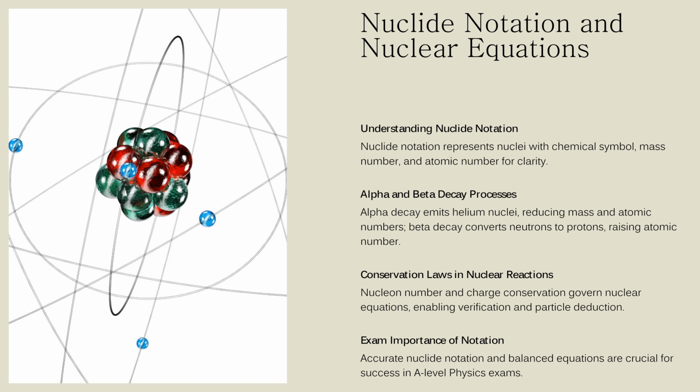Nuclear equations use nuclide notation to show changes that occur during radioactive decay or nuclear reactions. In alpha decay, the nucleus emits an alpha particle, which is equivalent to a helium-4 nucleus, He. As a result, the parent nucleus loses 2 protons and 2 neutrons, so its mass number decreases by 4 and its atomic number decreases by 2.